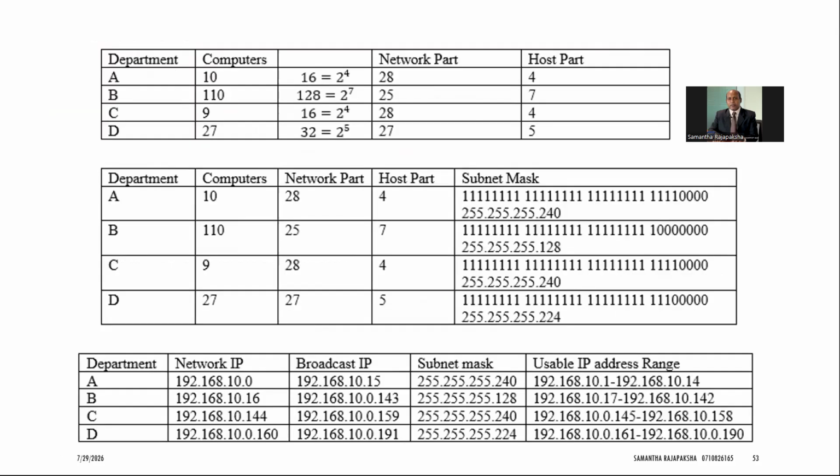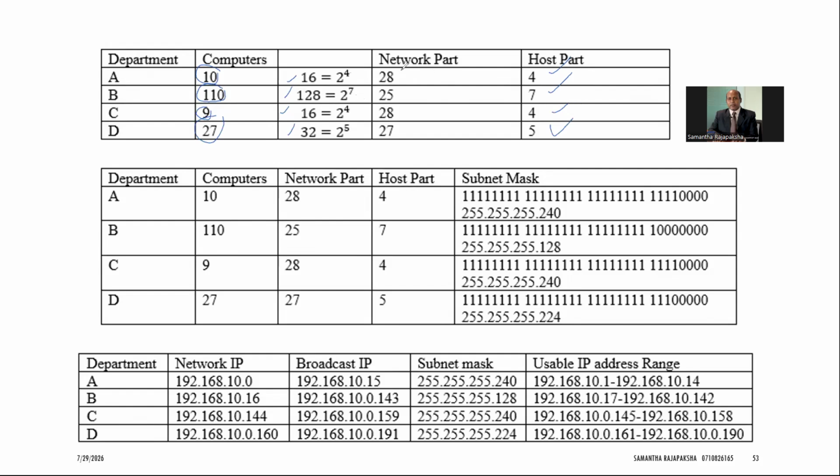Let's see. What you should do first is look at the given numbers of computers. This one is 10. Find the closest power of 2 for 10, that is 16. For 110, the closest power of 2 is 128. For 9, the closest power of 2 is 16. For 27, the closest power of 2 is 32. Then you can see you need to allocate 4 bits for the host, 7 bits for the host, 4 bits for the host, 5 bits for the host.